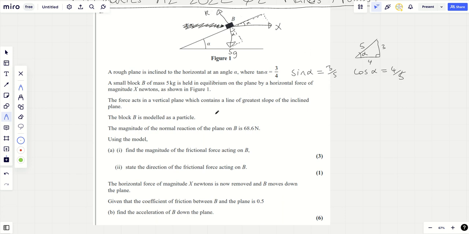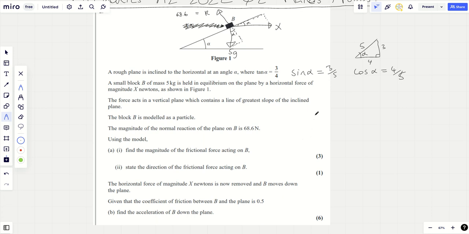Okay, is it rough? Yeah. So we want to think about which way it's going. Oh, we know R is 68.6. That's unusual, it would normally have told us R. We've got to find the magnitude of the frictional force acting on B and state the direction of the frictional force. So we need to consider the direction here. Okay, that's interesting, so we can work this kind of thing out.